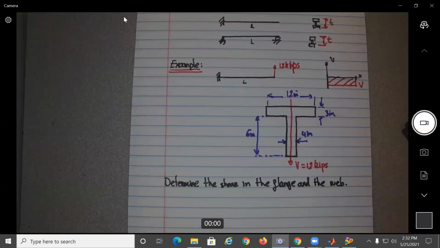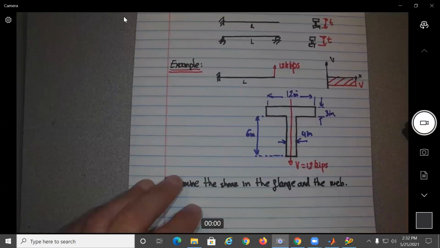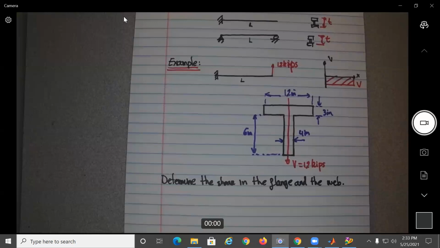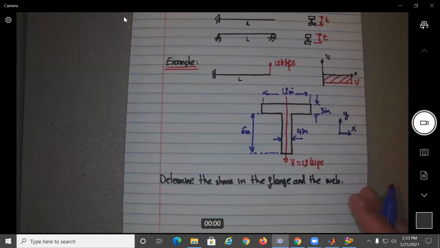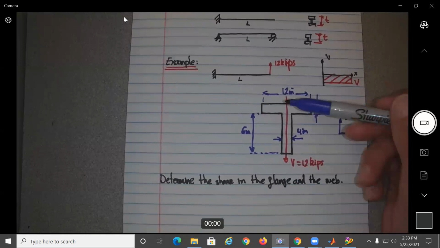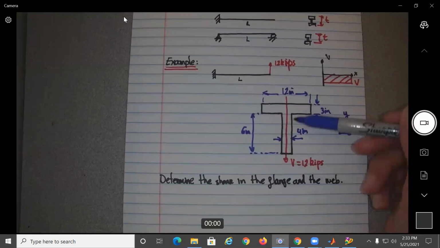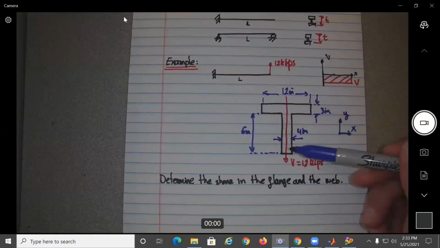Okay, so the first thing we need to do is find the location of the neutral axis, which will be located at the CG location. So basically, if this is Y and X, do we need to find the X location? The X location will be right in the middle, sorry. What we need to determine is the Y location, at which height. So let's do that.